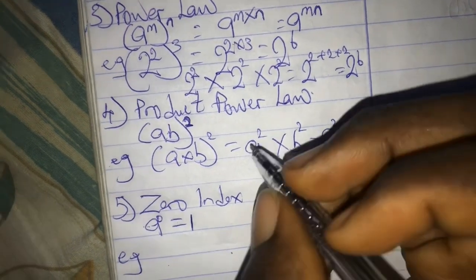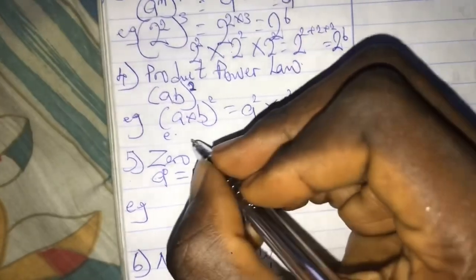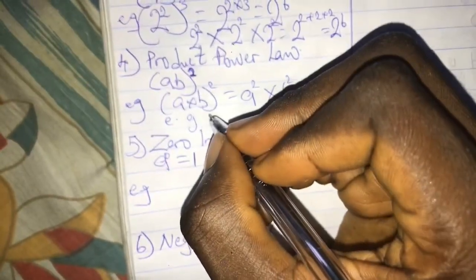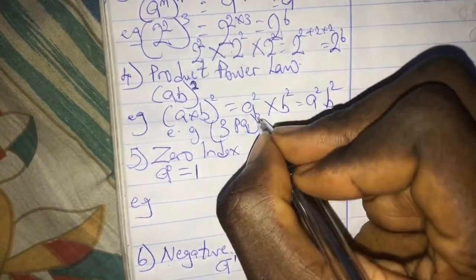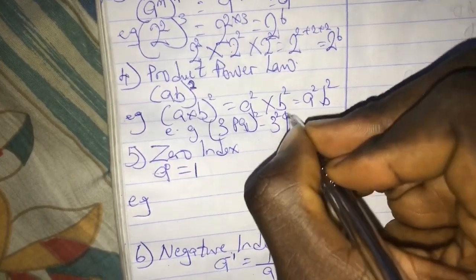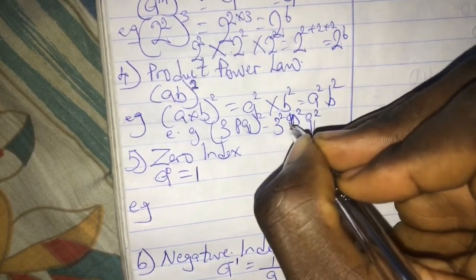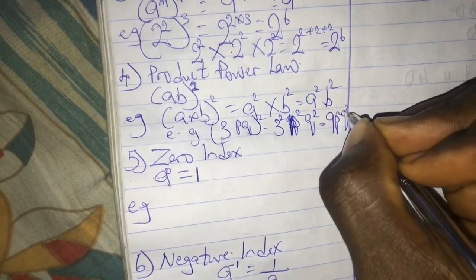That's really all about it. Or for example, we are given something like this: 3pq to the power of 2. Of course, you know this is 3 squared, p squared, q squared. So the answer will be 9p²q².